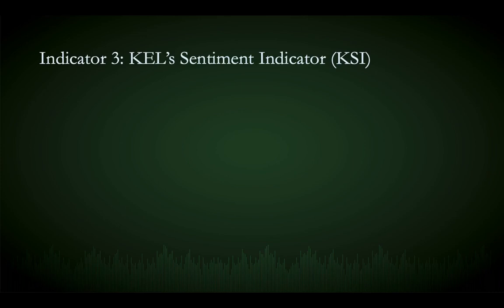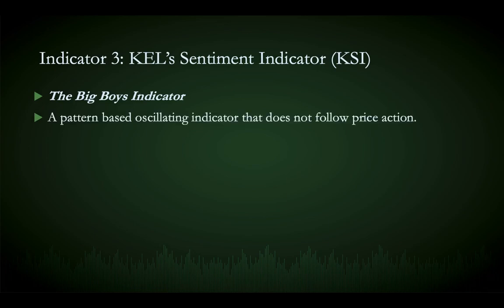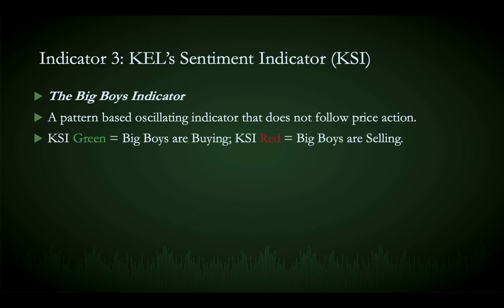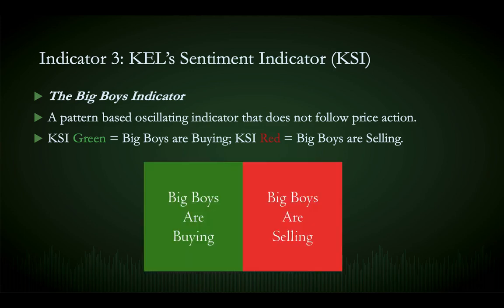It's called the Cal Sentiment Indicator. Well, it is also the big boys indicator. It's a pattern-based oscillating indicator that does not follow price action, alright? Now, KSI green means that the big boys are buying and KSI red means that the big boys are selling. So, simple, right? Green, buy, red, selling.